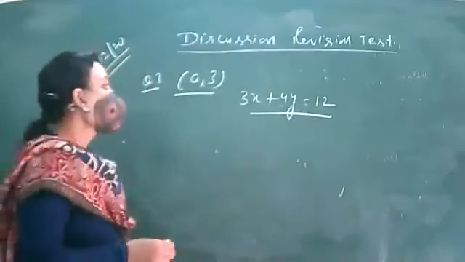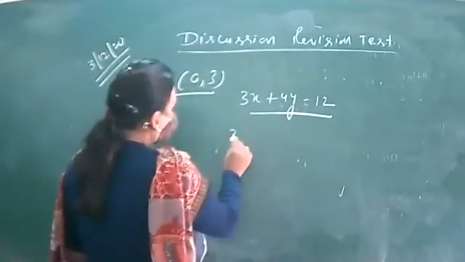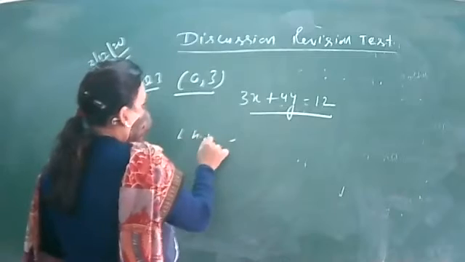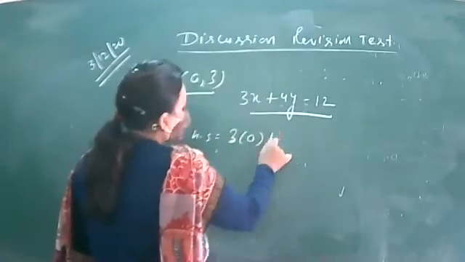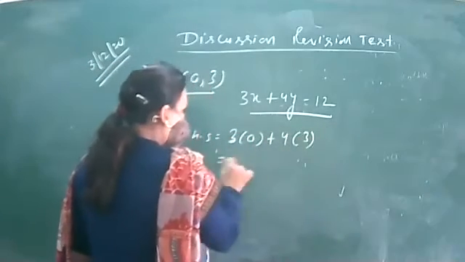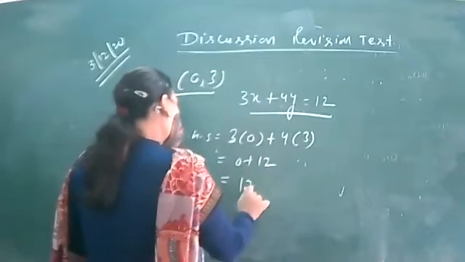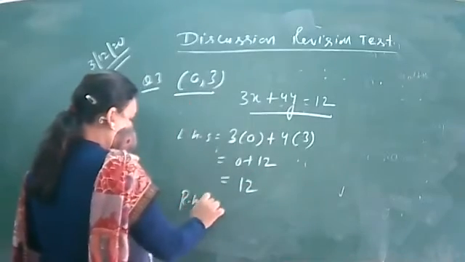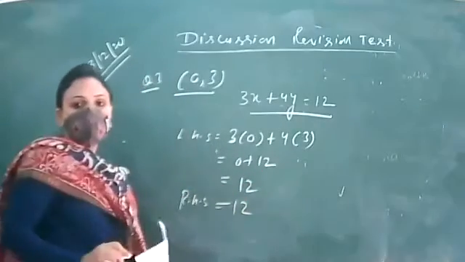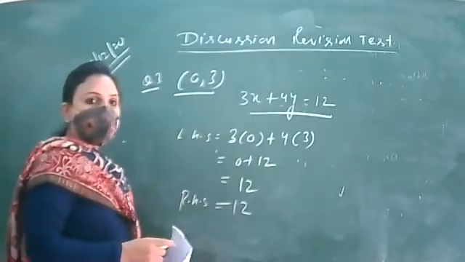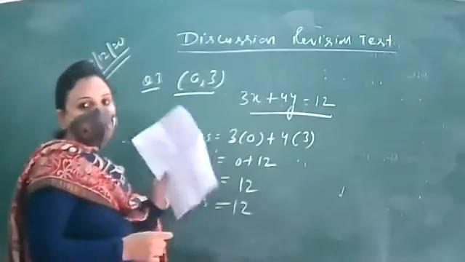So let us check. So let us take left hand side, put x equal to 0 and y equal to 3. Answer comes out to be 12. Moreover, right hand side is also 12. So left hand side and right hand side both are equal in case of this 0, 3.